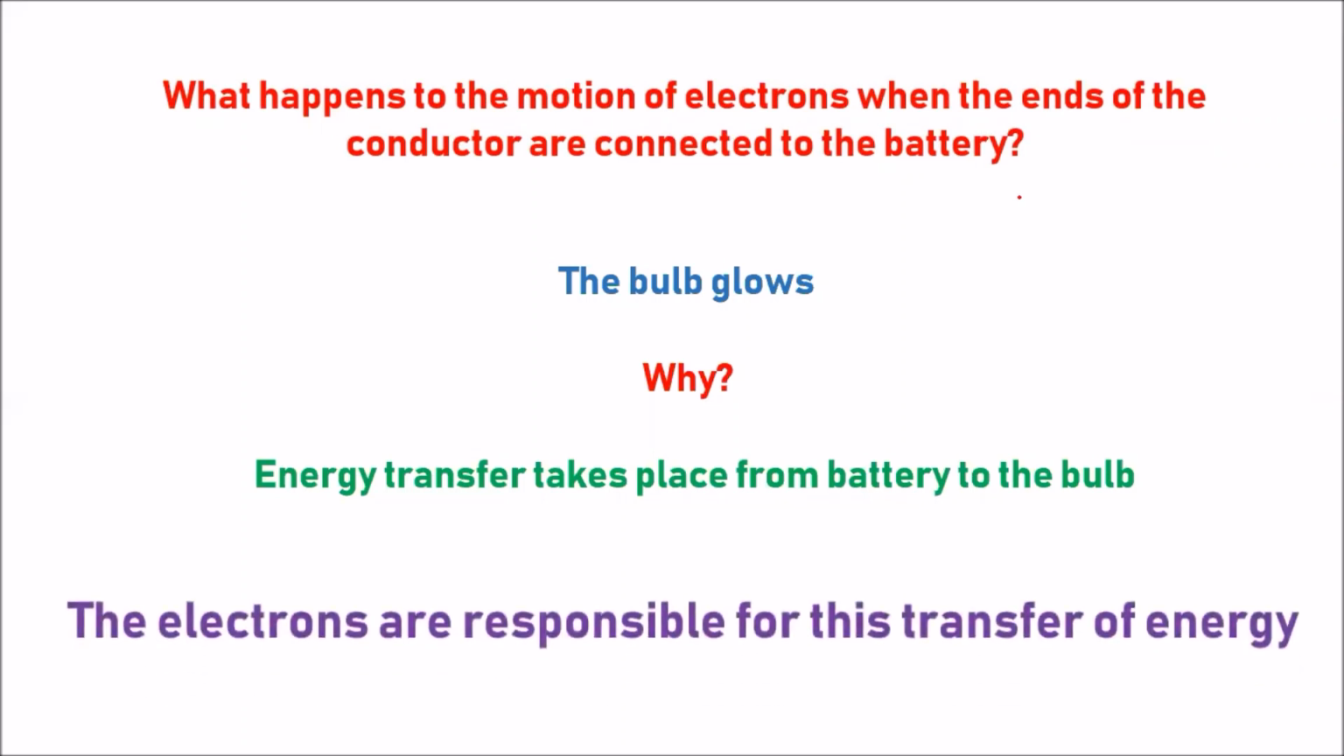Here, the electrons are responsible for this transfer of energy, and the battery we are using is producing some energy, and that energy is utilized by free electrons to move in a circuit. You can see the diagram where we have a bulb, battery, and conductors connected. From the battery, energy is produced. Because of that energy, all free electrons inside that conductor will move and reach the bulb, and the bulb glows. Like that, a battery works.